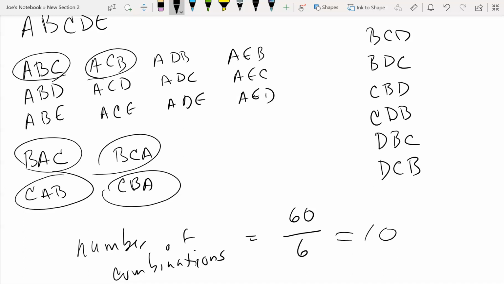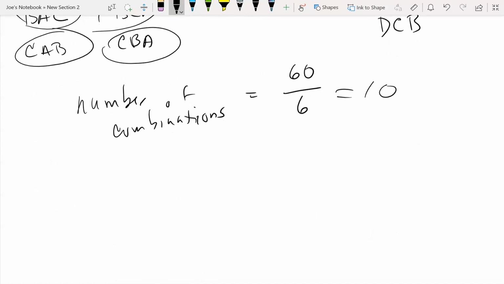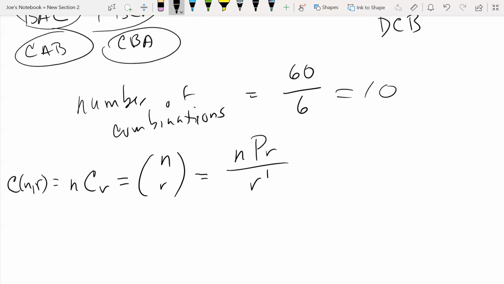Okay? So if we want to do this in general, if we do nCr, there's a couple of other notations that you might see. C of n, r looks like the P of n, r. nCr is typically what you see on your calculator. However, what you typically see written is what's referred to as the binomial coefficient, n r. I typically say n choose r. The formula is nPr over r factorial. That's where that 60 over 6 idea came from in the example.